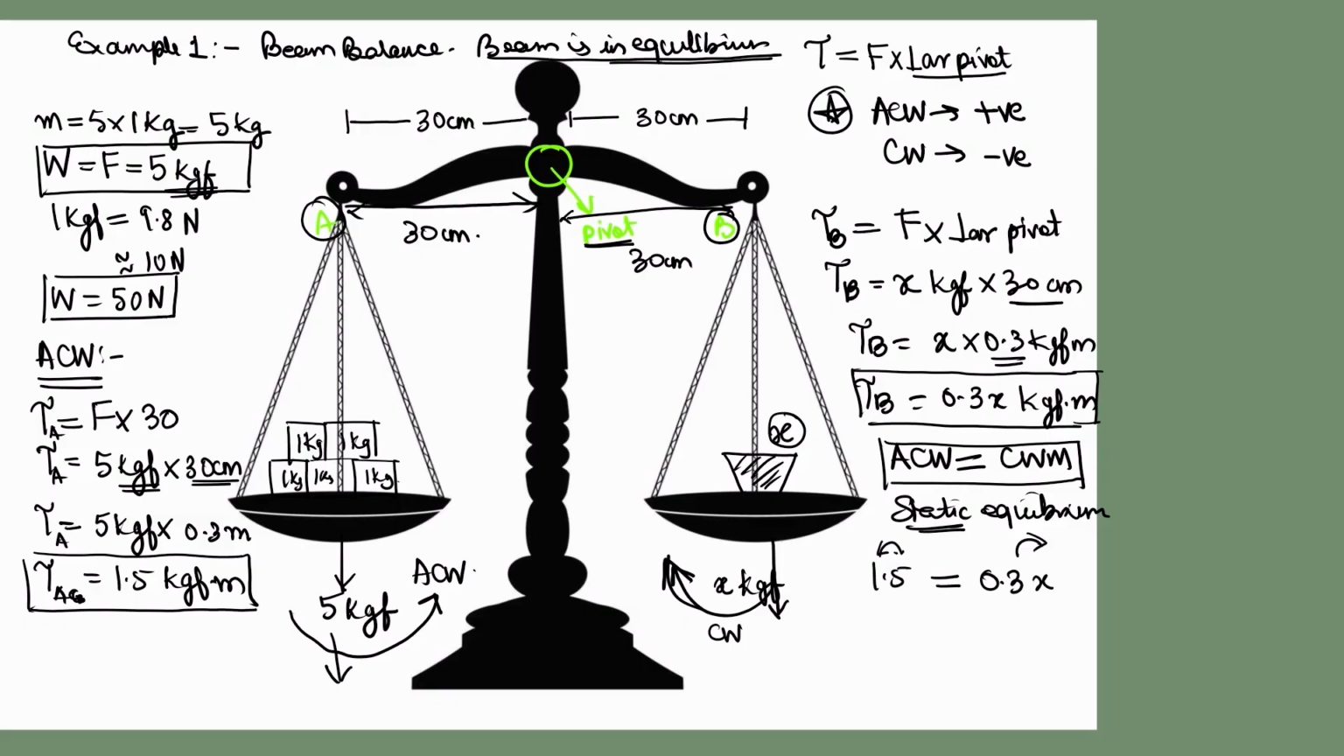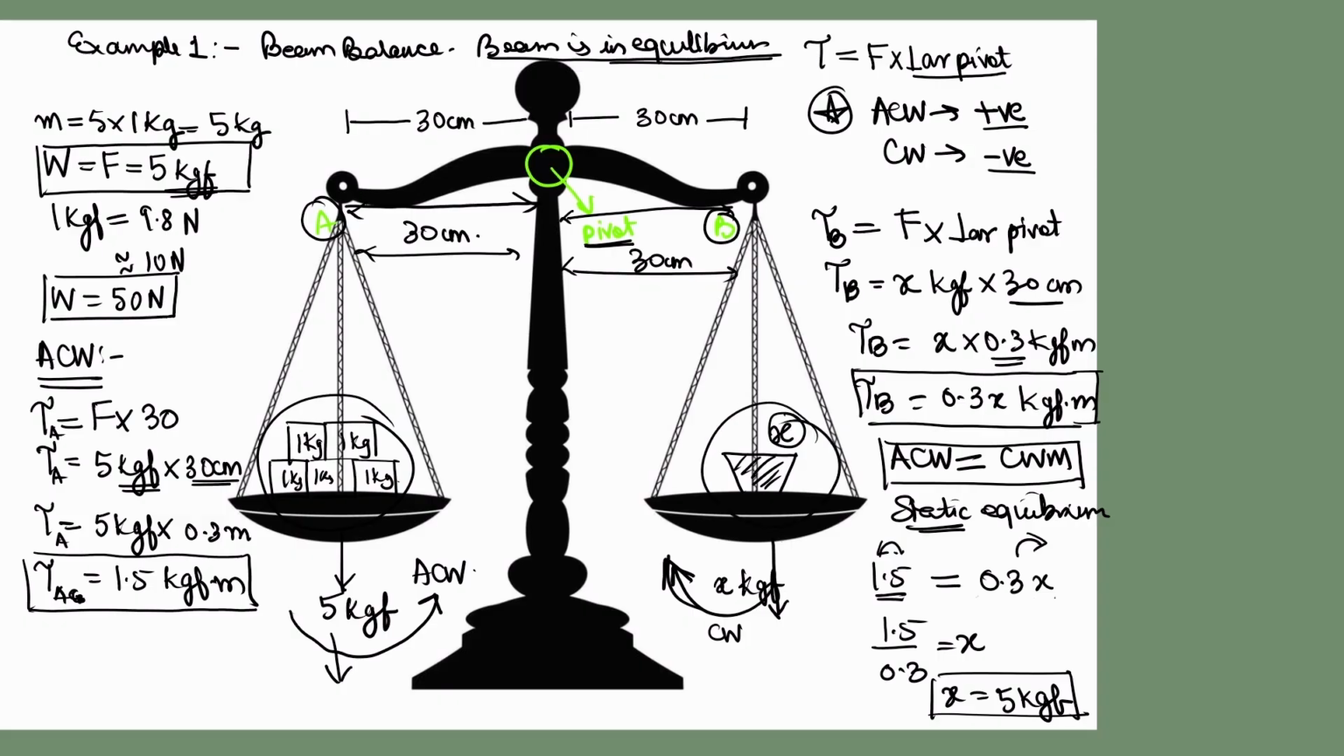That's what it means to be in equilibrium, because the condition for equilibrium is that the algebraic sum of all anti-clockwise moment and clockwise moment are equal. Hence, they cancel out each other. So 1.5 is equal to 0.3x. So can we say 1.5 divided by 0.3 is x? So what is the value of x? 5 kgf. So this very simple experiment tells us that if distance is same from the pivot, then the masses or the weights will also be same.